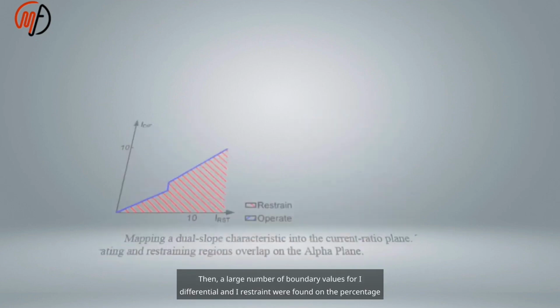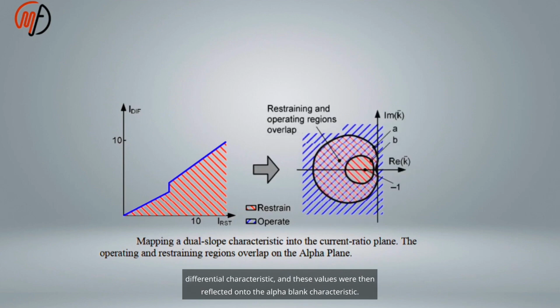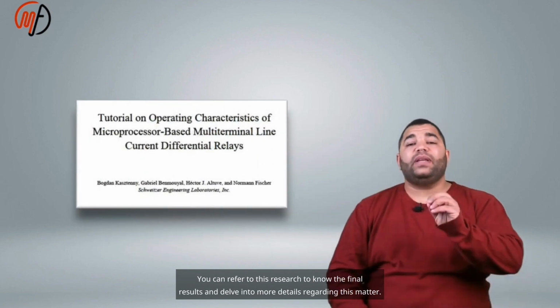Then, a large number of boundary values for I differential and I restraint were found on the percentage differential characteristic, and these values were then reflected onto the alpha plane characteristic. You can refer to this research to know the final results and delve into more details regarding this matter.